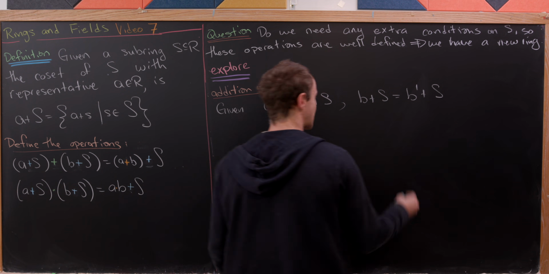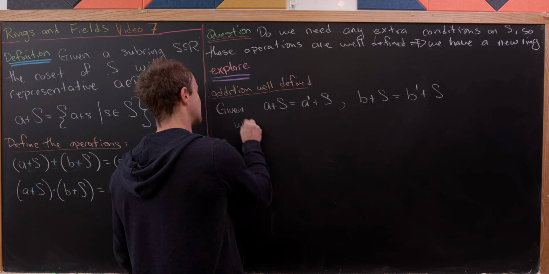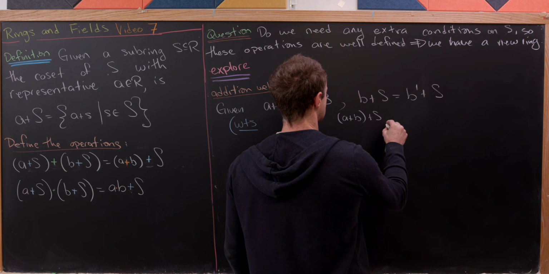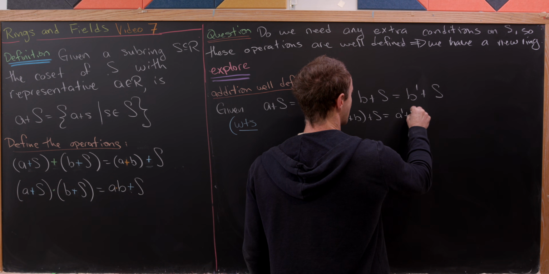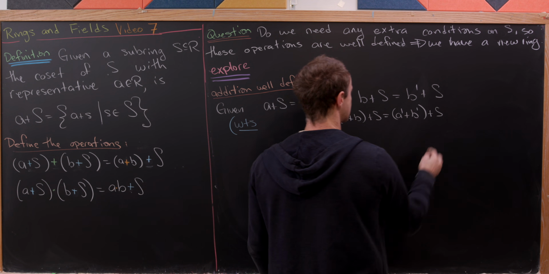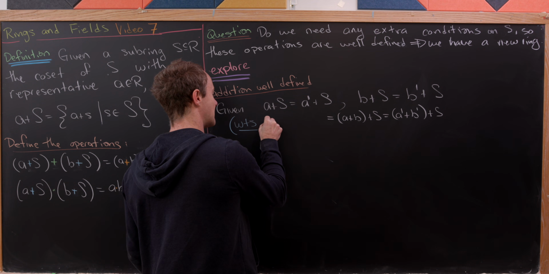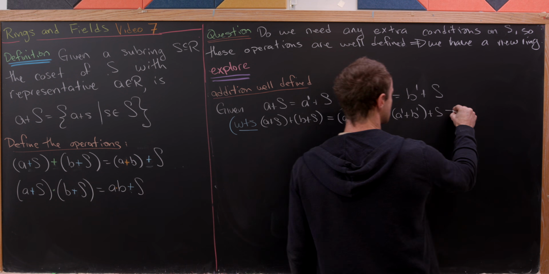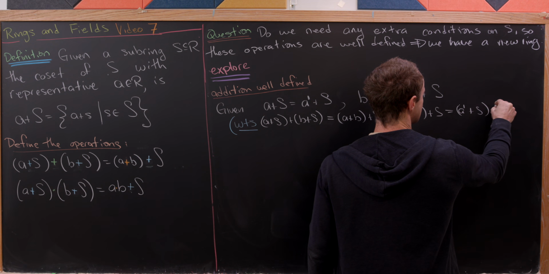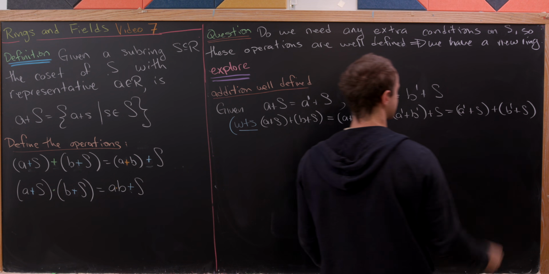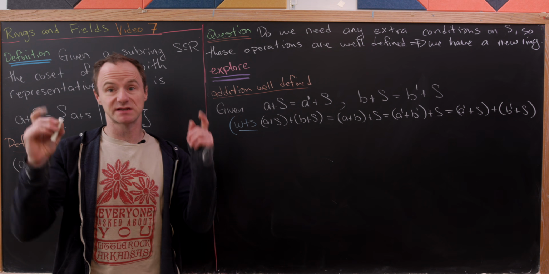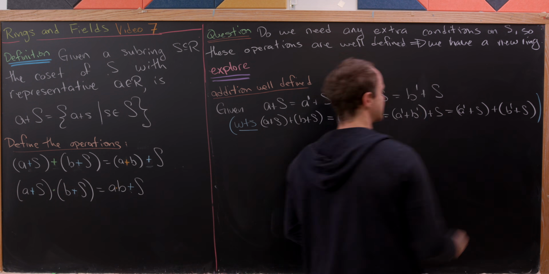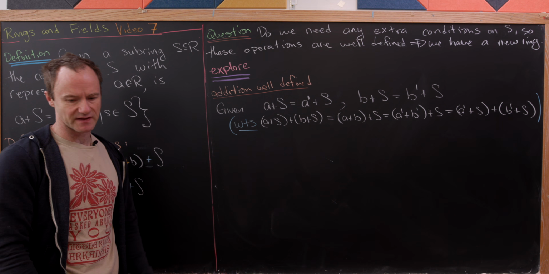And now let's look ahead to what we want to show. So we'd like to show that A plus B plus S is equal to A prime plus B prime plus S. And we want to show that because that will tell us that this addition A plus S plus B plus S is equal to this addition A prime plus S plus B prime plus S. In other words, we get the same sum regardless of which coset representative we take. All right, so let's see how we'll go about doing that.